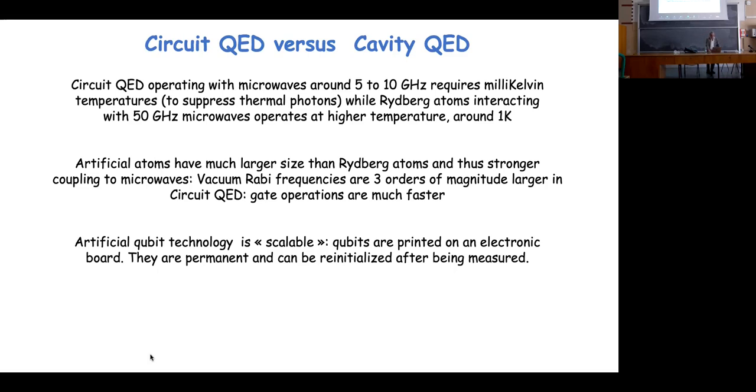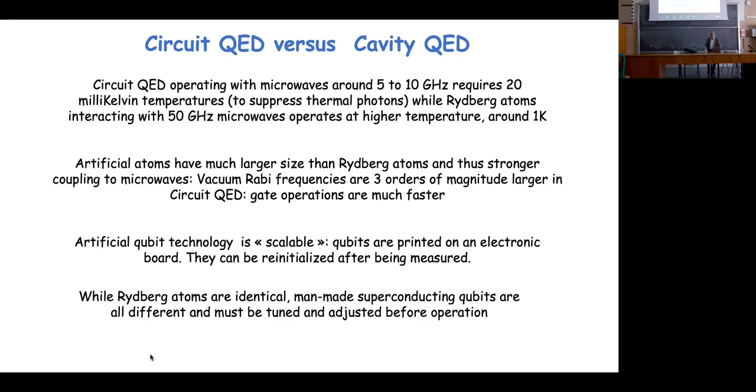And of course, their qubits are permanent and they can be reinitialized after being measured. Now, one theoretical advantage of Rydberg atoms is that they're all the same, whereas artificial atoms depend upon the exact dimension of their circuit. So when they have several qubits, they first have to adjust the frequencies, and there is a lot of tuning to be made before they can start their operations.